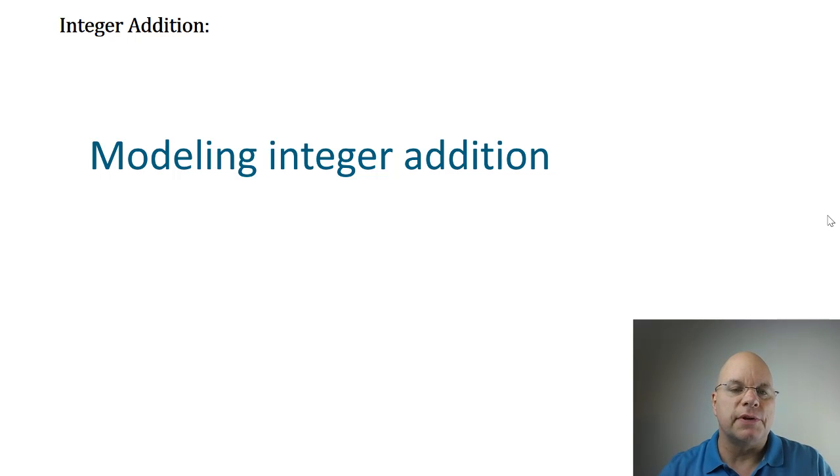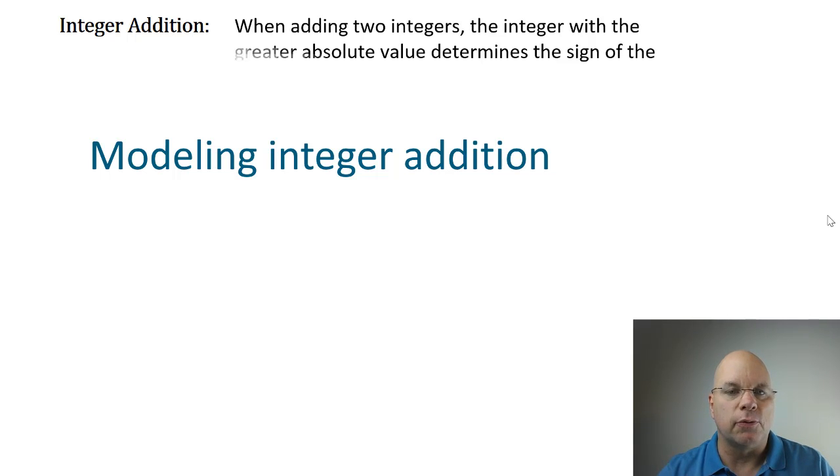On this computation help video, we're going to go over all the rules for integer operations and also use some models to try to understand why those rules work. The rule for integer addition is going to make more sense after we work with it a bit, but the rule is when you're adding two integers, the integer with the greater absolute value determines the sign of the sum, and I'll explain what that means as we go here.